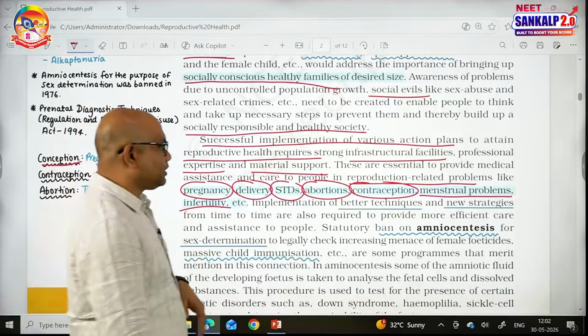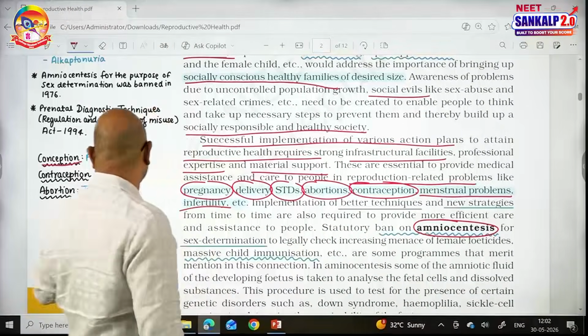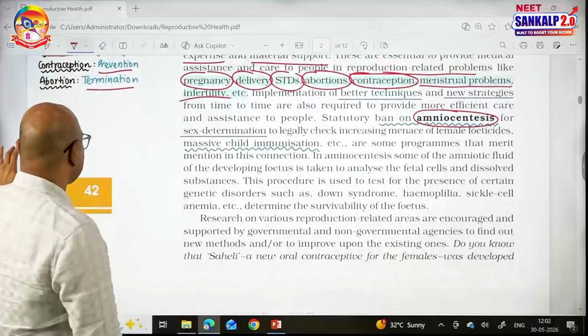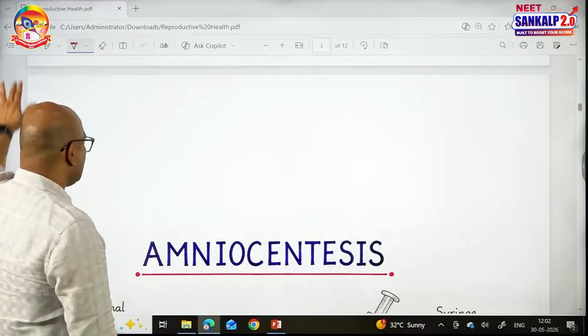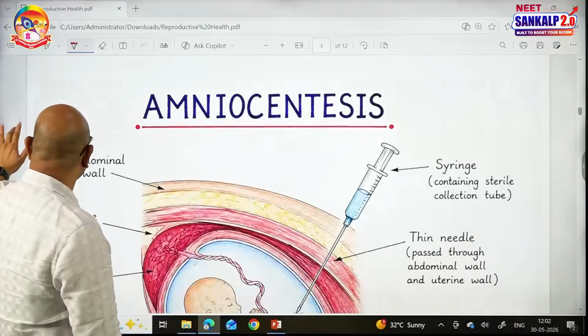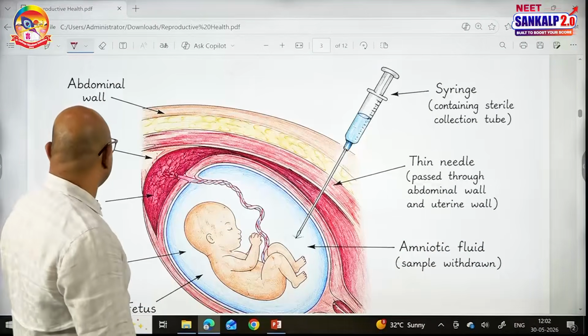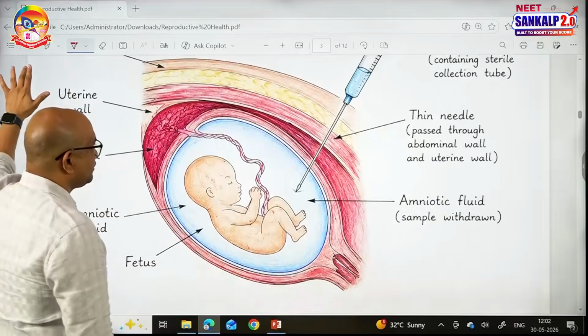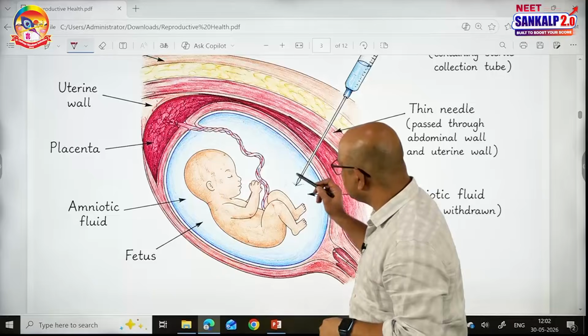So, we need medical assistance for the people who are in need of medical assistance in these related issues. And let us talk about the next concept, that is amniocentesis. Let me explain what is exactly amniocentesis. So, amniocentesis is a prenatal diagnostic procedure in which amniotic fluid which is present around the fetus is taken out.